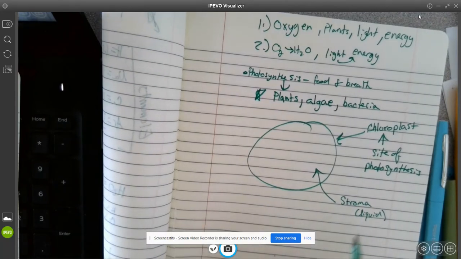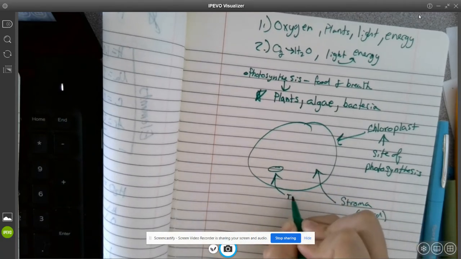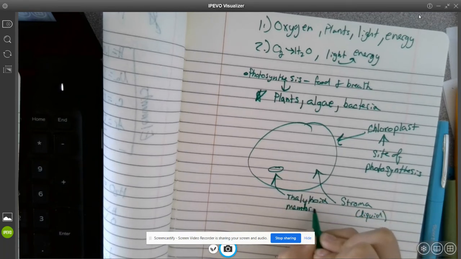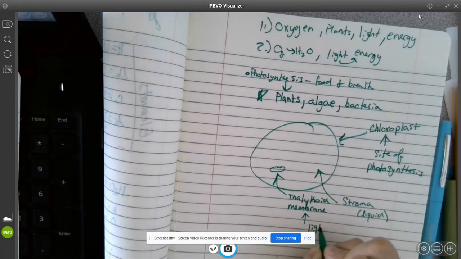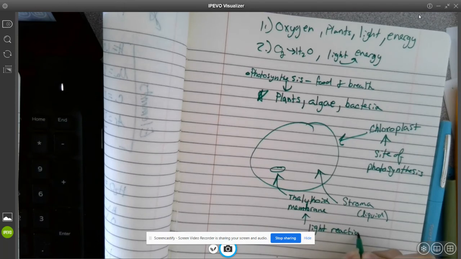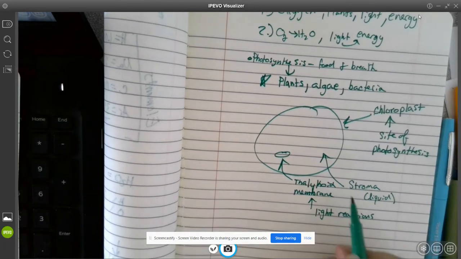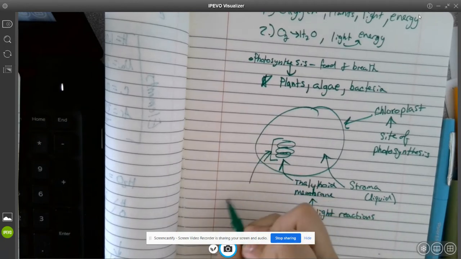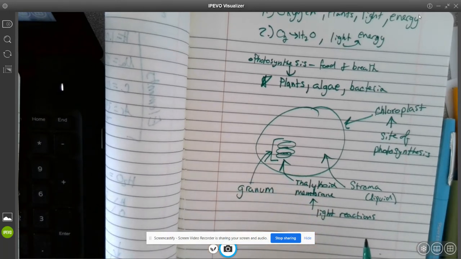We also have something called, I'm going to try to pronounce this correctly, a thylakoid membrane. And this is where, specifically within a chloroplast, your light reactions occur. Now, if we have a stack of thylakoid membranes, that stack is going to be referred to as a granum. Granum.